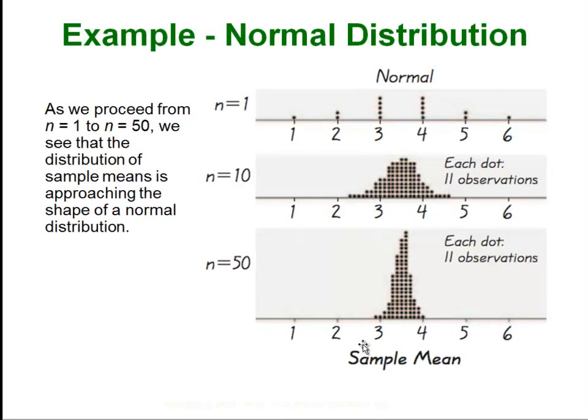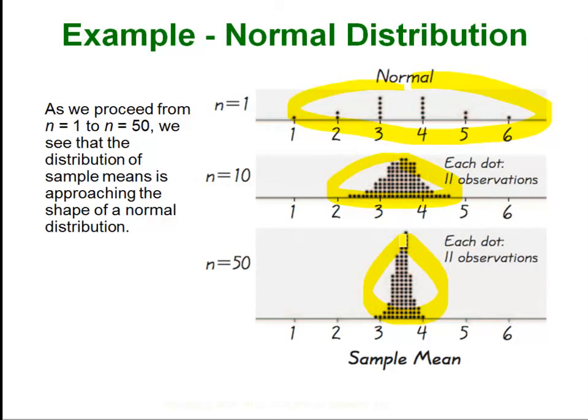Some examples: we start with a normal distribution, and we look at what happens when we take samples of size 1, 10, and 50. So even when we take samples of size 1, we get a distribution that looks fairly normal, and then 10 looks even better, and then 50, I know it doesn't look that great, but that's pretty darn normal. And so they all looked good because we started with a normal distribution.